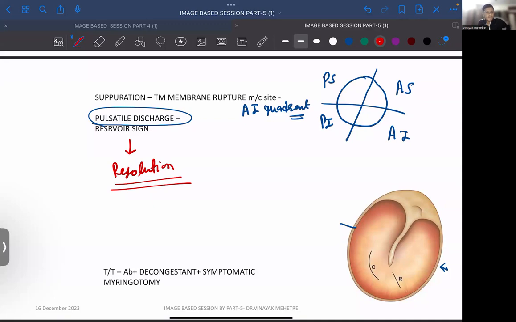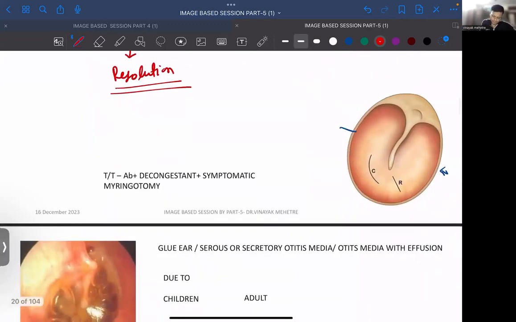Okay, ठीक है. क्या ट्रीटमेंट देते हैं हम? एंटीबायोटिक देंगे, डिकंजेशन देंगे और symptomatic management. For example, there is pain, पेन किलर्स देंगे, right? मायरिंगोटॉमी कब कर रहे हैं हम? When we will do myringotomy? When there is a pre-suppurative stage, right? कहाँ करेंगे?